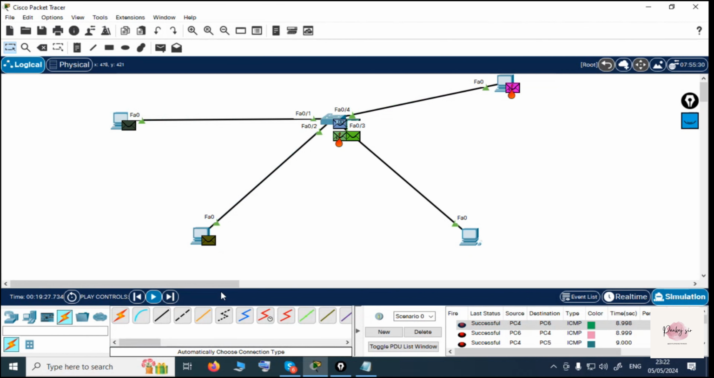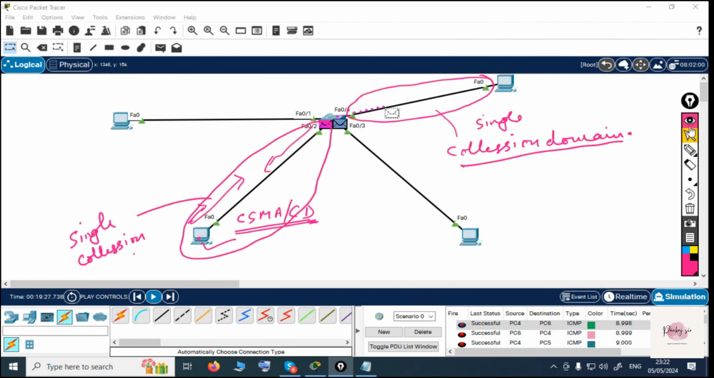See the collision. You will see the collision only in these two wires. This and this. Not here. You will never see any collision here. Why? Because this is full duplex, and these are half duplex.